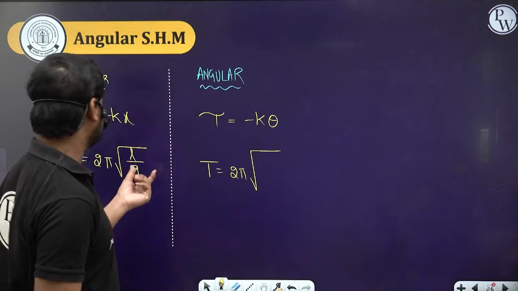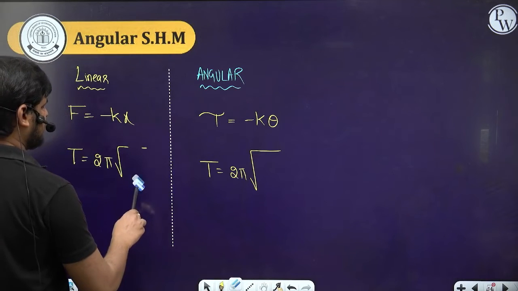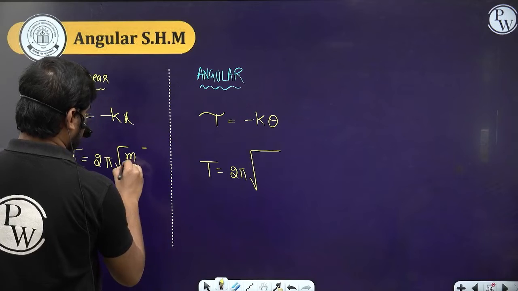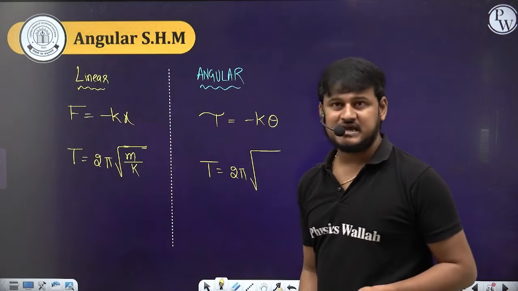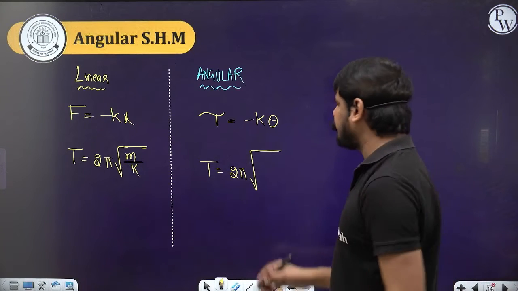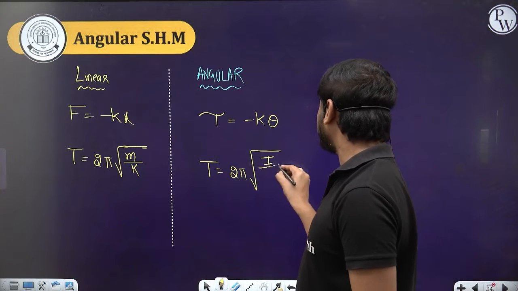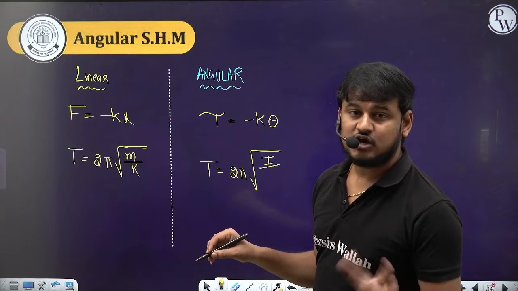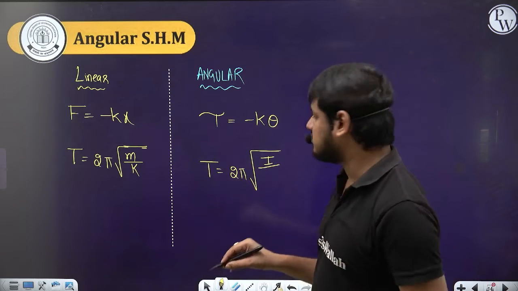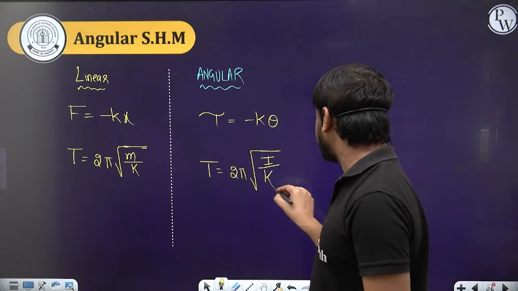Then the time period will come out to be 2 pi, a constant, into root over, in place of L, sorry, this is for the simple pendulum, right? For any S.H.M, this is the formula, root over m by k. Now in place of m, what do we write? The moment of inertia. Yes or no? Analogy. Do you remember the analogy between the linear terms and the angular terms? So in place of k, k only.